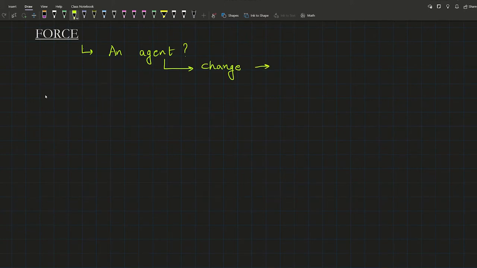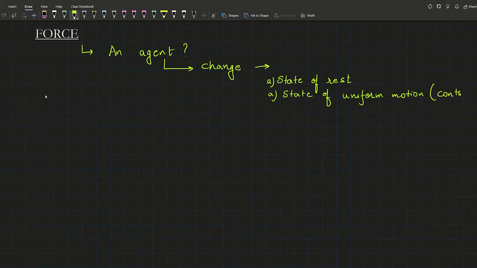So let's say it's a state of rest. In the previous chapter, we talked about what is rest. Then we also talked about the state of uniform motion, and what is uniform motion. All of you know that uniform motion is when the velocity stays constant, isn't it? So constant velocity, direction as well as magnitude of velocity must be the same. I'm just writing in shorthand, constant velocity, right? So these are the two states.